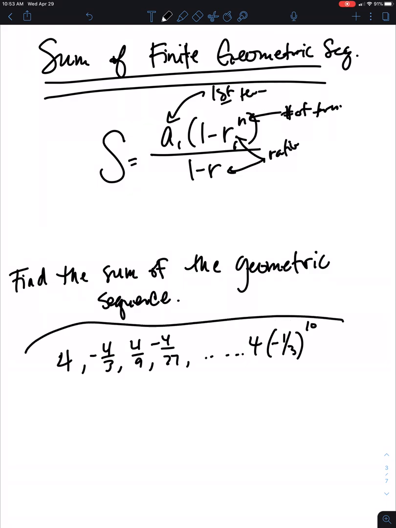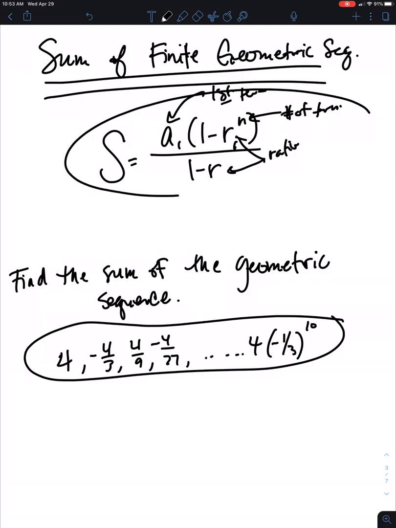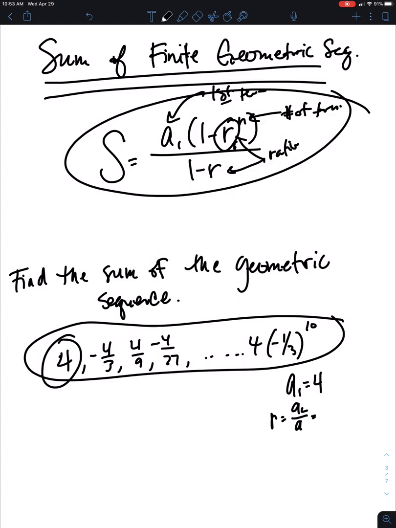Okay? All right. So let's see if we can list. Here's a sequence. Let's see if we can list all the things we need up here. We need A1. That's 4. That's easy. There's A1 right here. Okay, we need the ratio. Remember how to find the ratio. It's the second term divided by the first term. So in this case, it's negative 4/3 divided by 4.